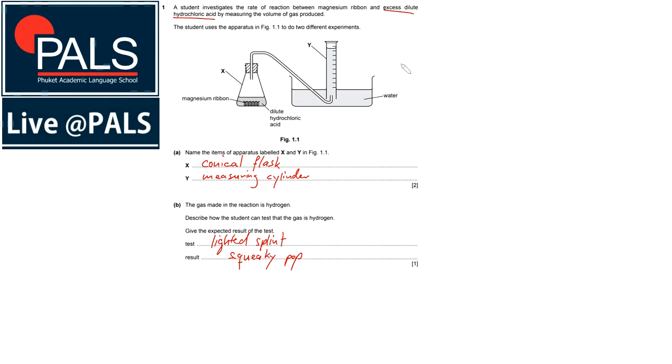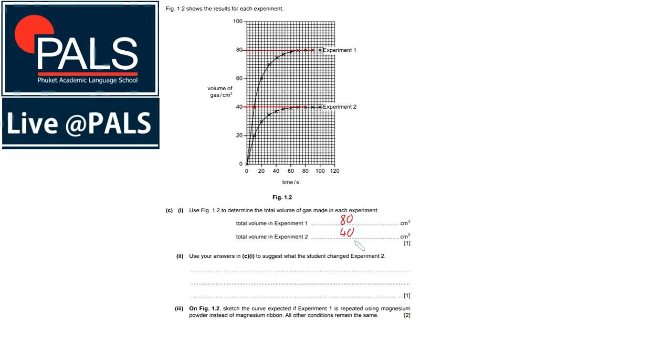Since the acid is in excess, that means we have to change something about the magnesium ribbon, since that is what's completely reacting. And we can see that in experiment 2, half the volume of hydrogen gas is produced than in the first experiment, and therefore the student has probably halved the mass of magnesium that is reacted in this experiment.